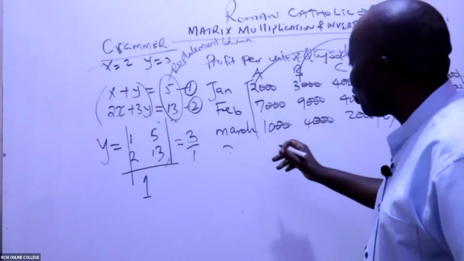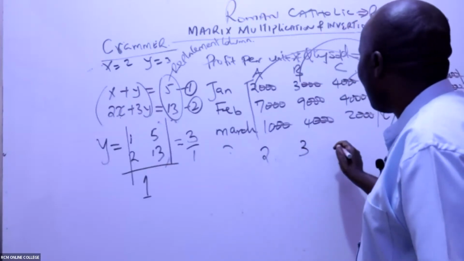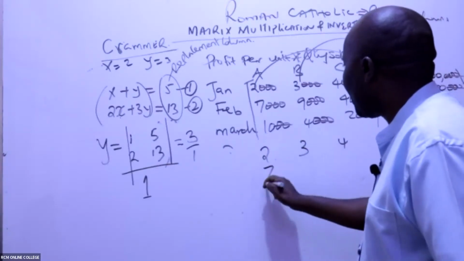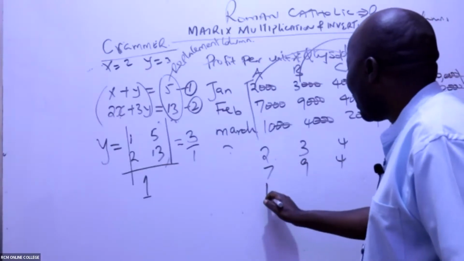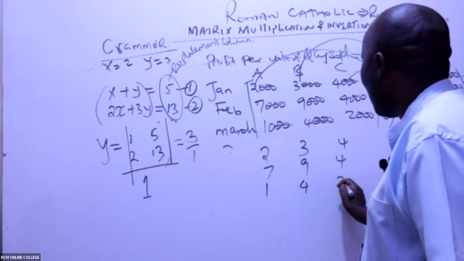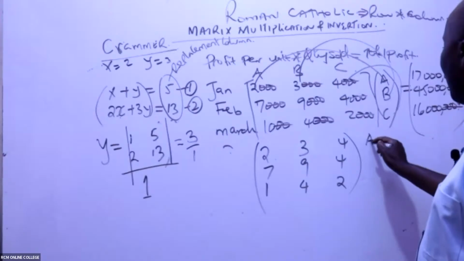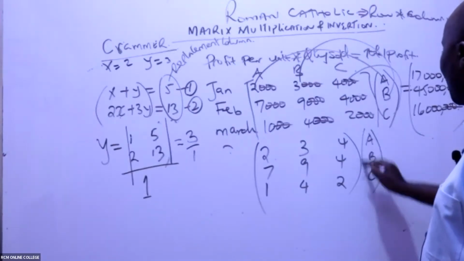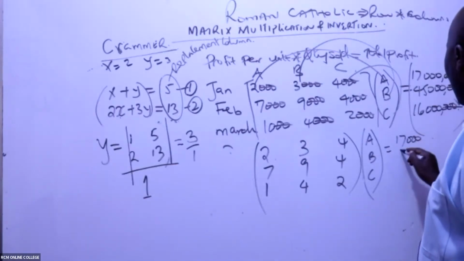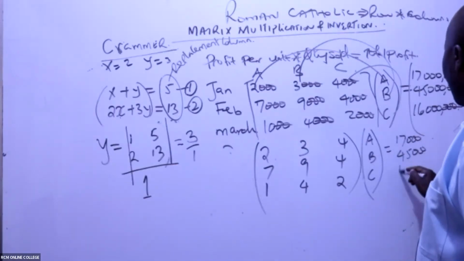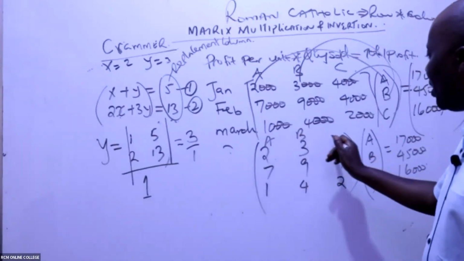So we have here 2, 2, 3, 4, 7, 9, 4, 1, 4, 2, and then, ladies and gentlemen, we happen to be having here A, B, C, and then this here, 17,000, 45,000, 16,000. Don't forget that on top we have A, we have B, we have C.